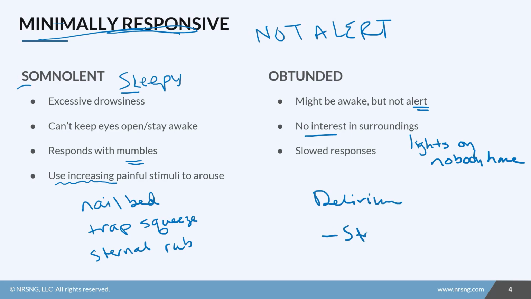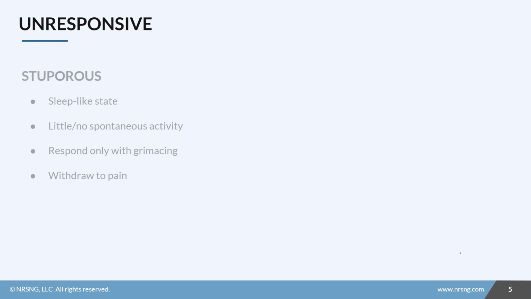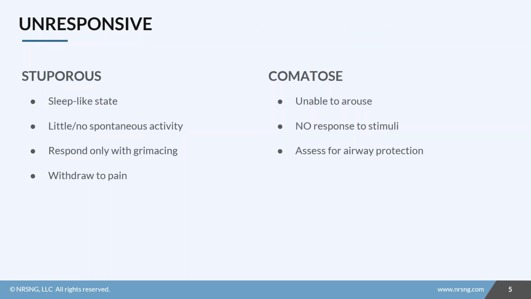This could be caused by something like a stroke or elevated ammonia levels, which we'll see when we look at hepatic encephalopathy. Now, from there, we're going to move down to patients who aren't responding at all. Now, stuporous patients, they're in a sleep-like state. They are not moving around on their own. There's no spontaneous activity. They do respond some to stimuli, but only with grimacing. Sometimes they might pull away from you when you cause that painful stimulus. Again, we'll start with things like nail bed pressure, trap squeezes, or sternal rubs.